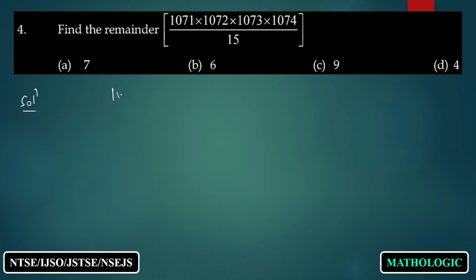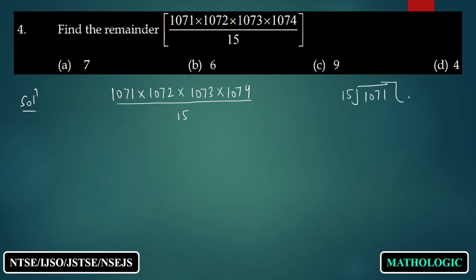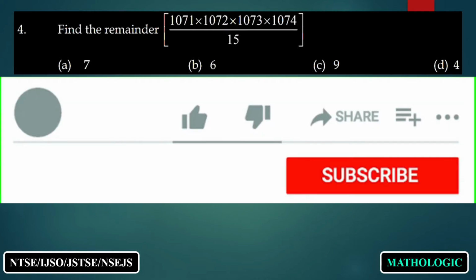So we have the number 1071 times 1072 times 1073 times 1074, and this whole is divided by 15. As we know, if I divide 1071 by 15, I will get 71 times 15 is 1065, remainder is 6. 6 is quite less than half of 15, so we can take 6 as the remainder.